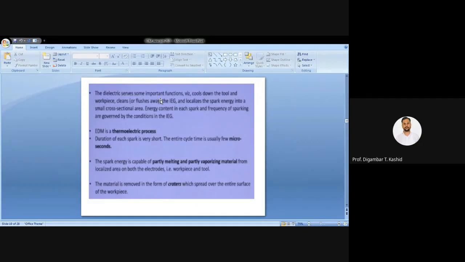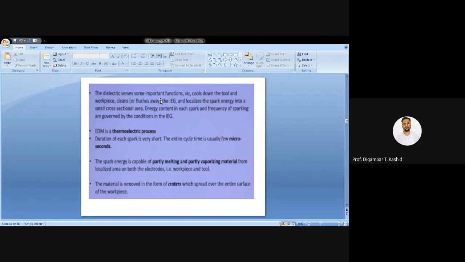And when a spark is generated, due to the huge amount of heat, that melts the material of the workpiece, it melts and you operate. So this dielectric removes whatever heat is generated from your tool and the workpiece. And the dielectric fluid flows in between the interelectrode gap.